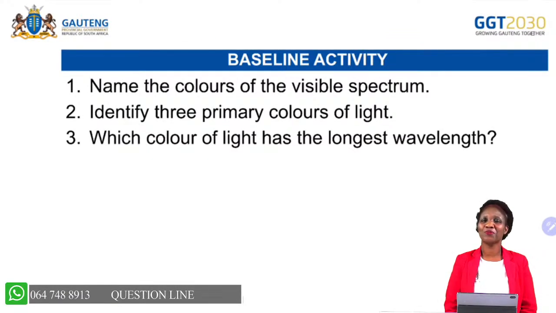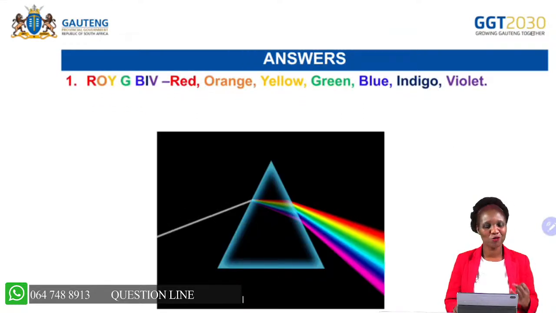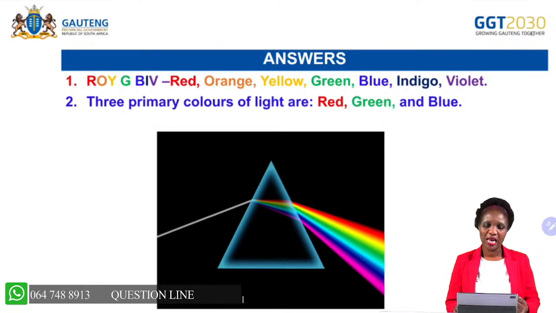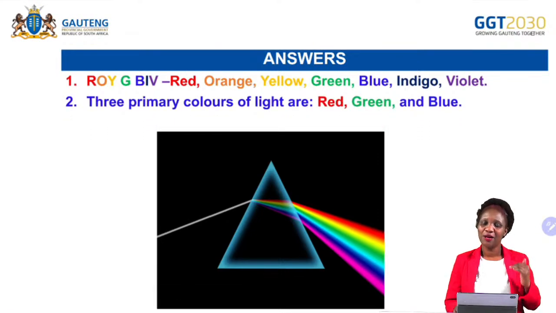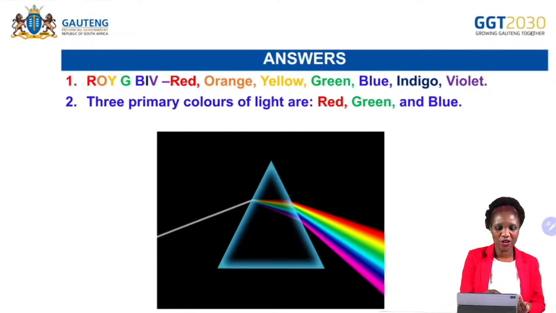All right, grade 8, hope you are done writing the exercise. Let's do it together. Name the colors of the visible spectrum. Remember the colors of the visible spectrum. We've got red, orange, yellow, green, blue, indigo, and violet. We make it simple by saying Roy G. Biv. If you say Roy G. Biv, grade 8, you'll never get it wrong.